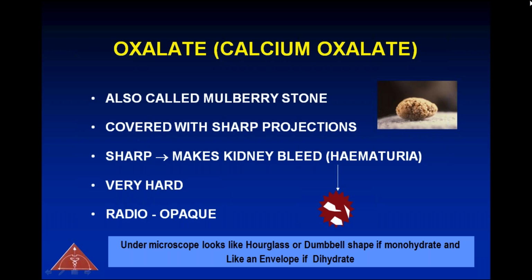Calcium oxalate stones. Calcium oxalate stones, both in the kidney and in the bladder also. They have this mulberry shape, like a mulberry fruit, covered with sharp projections. So even in the bladder and in the kidney, these projections will lead to hematuria. Okay, very hard and radio opaque. So this is one of the most common stones which cause hematuria, the calcium oxalate stone.